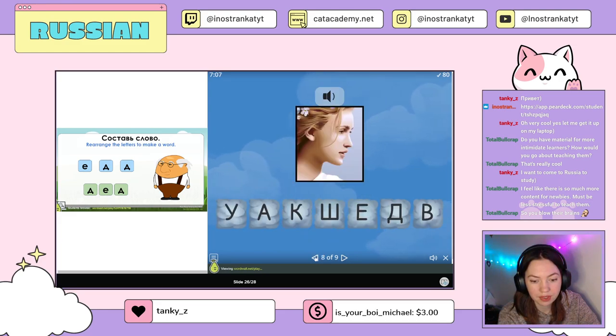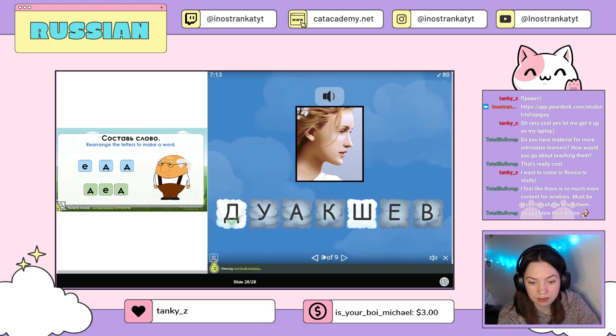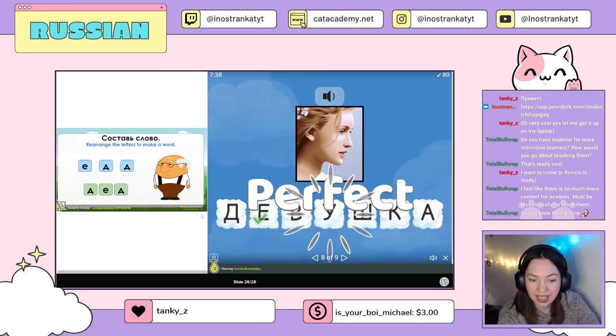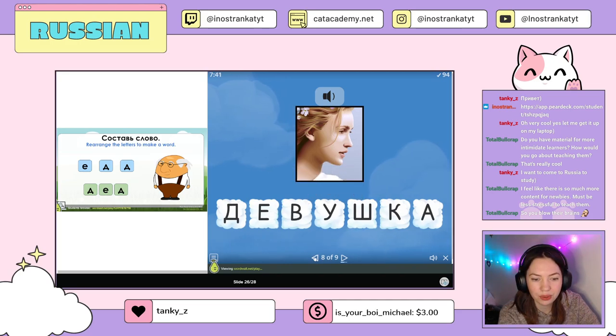Девушка. Девушка. Again, maybe I don't know some of the letters, but I just know that at the end was something with K. And why not to put K at the end? And now we have only two letters that are in the wrong position. And after we finish the word, we can always listen to it one more time, and we can try to compare pronunciation with the visualization.